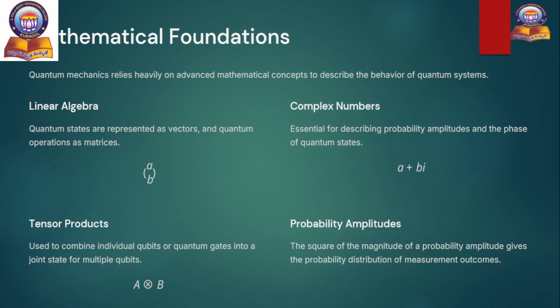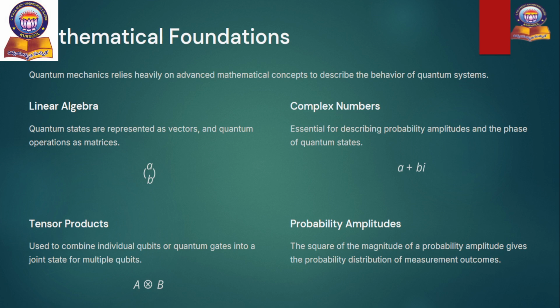In quantum mechanics, we also use the concept of mathematical foundations. Quantum mechanics mainly relies on advanced mathematical concepts to describe the behavior of quantum systems. Here we will mainly be using linear algebra. Linear algebra is a branch of maths which deals with vectors, matrices, and linear transformations, where quantum states are represented as vectors and quantum operations as matrices.